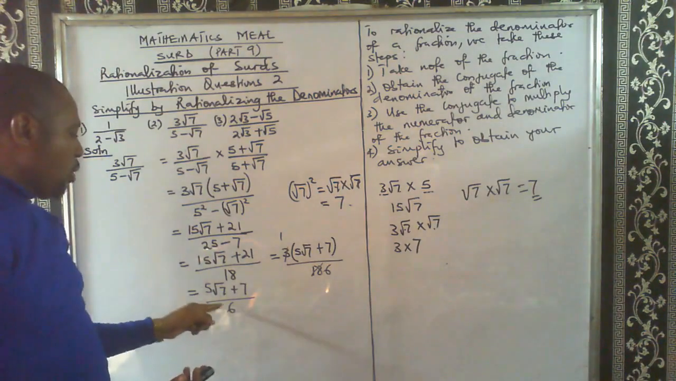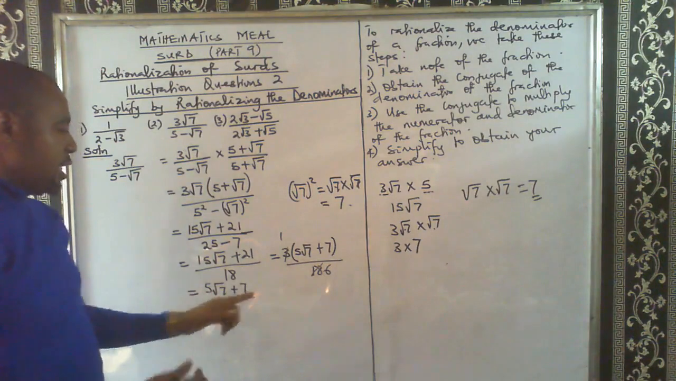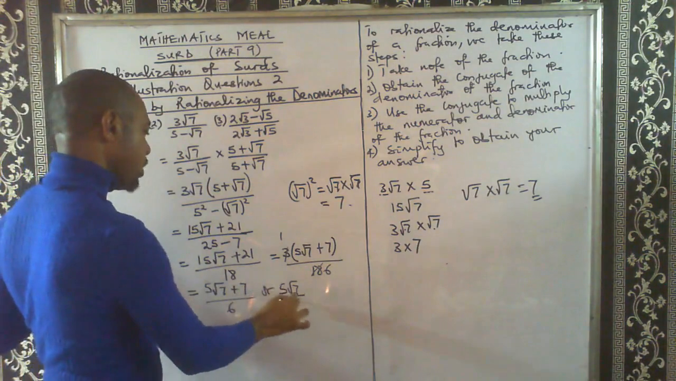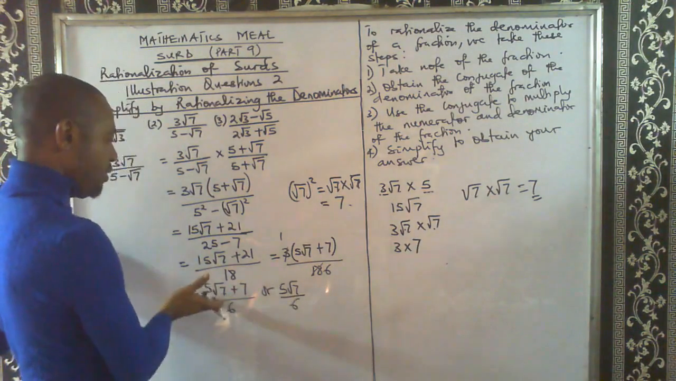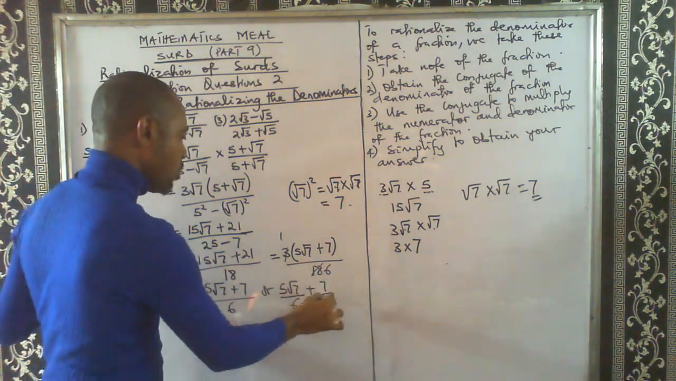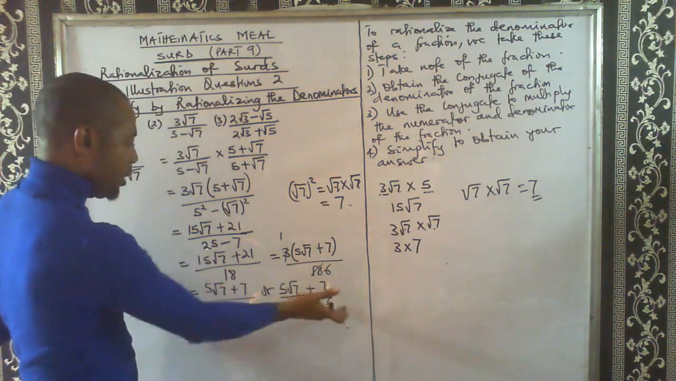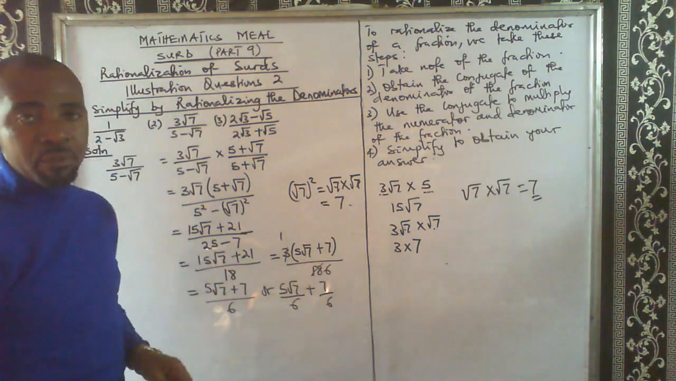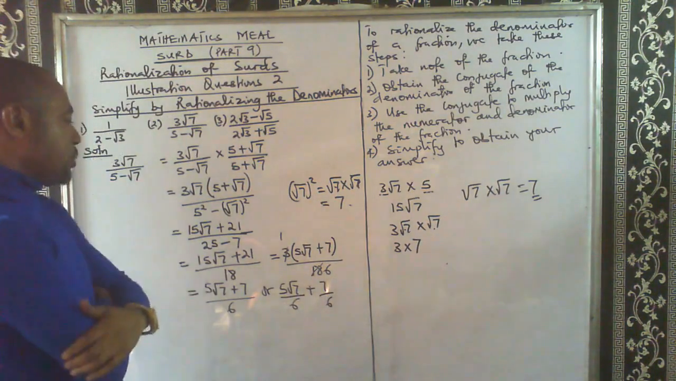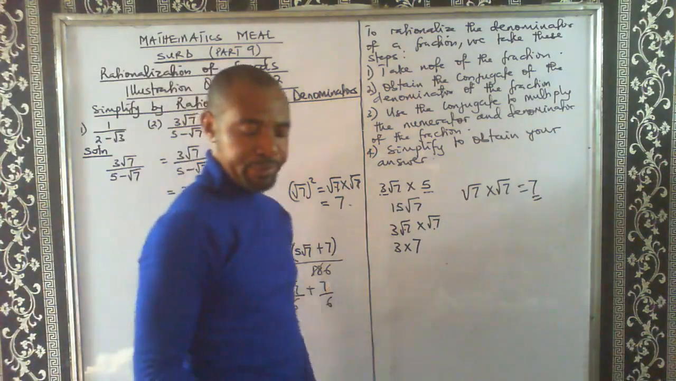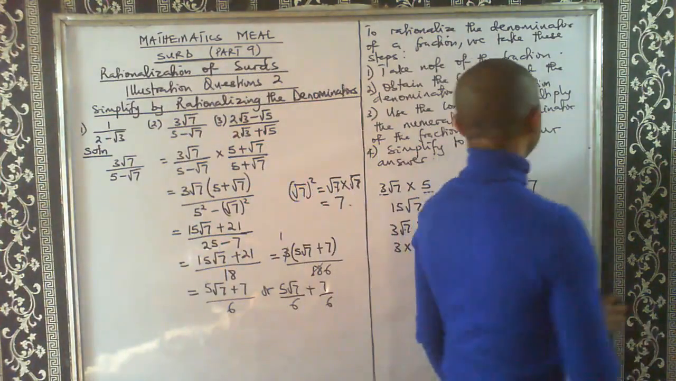This 6 is a common denominator for this and this. Someone can still write this as 5 root 7 over 6, because this 6 is dividing everything, plus 7 over 6. So this 6 is for this, and this 6 is for this. So I can still put it in this form. Oh, this is sweet.